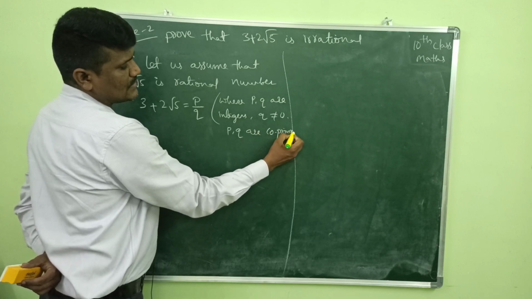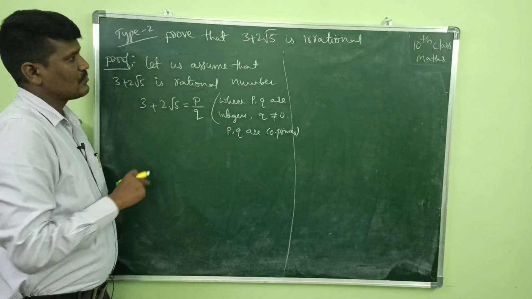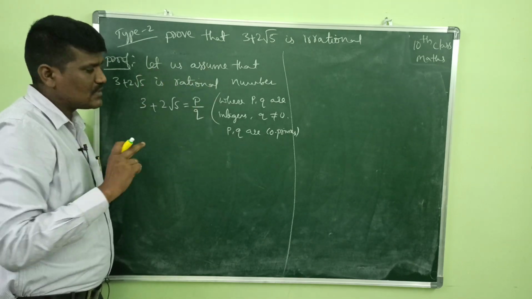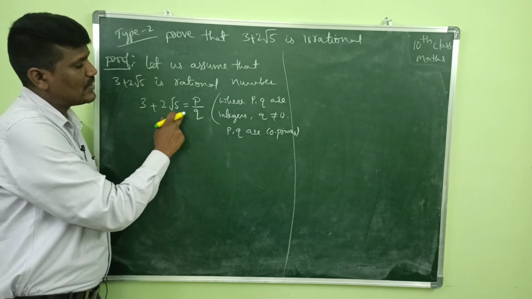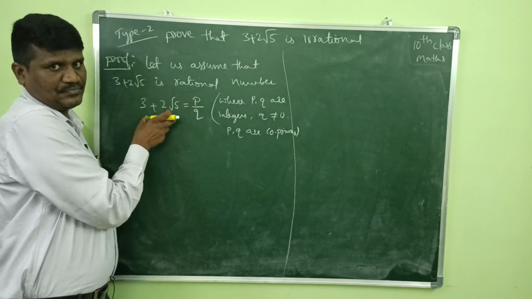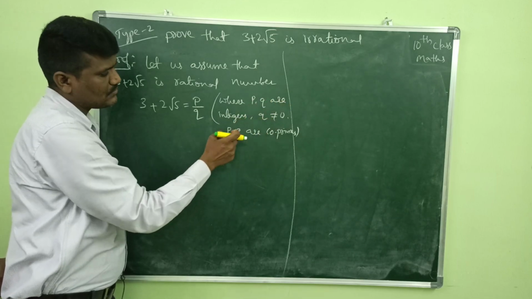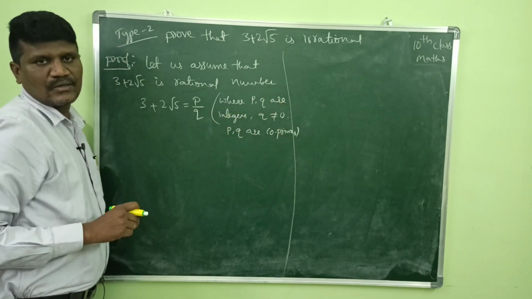So you should write total 3 points here. So first point is, let us assume that it is rational. Whenever a rational number is there, you should write 3 plus 2 root 5 is equal to p by q, whatever the number is given. p by q, where p comma q are integers and denominator not 0, p comma q are co-primes.